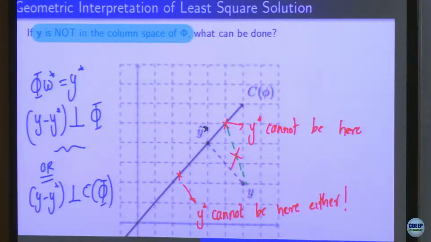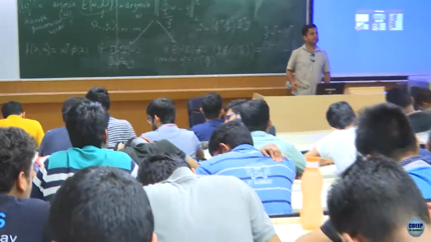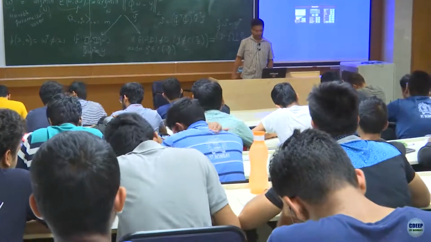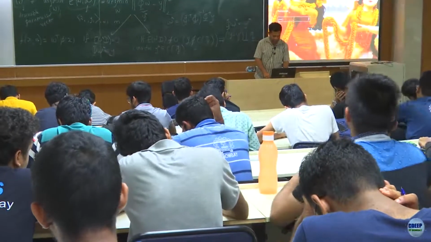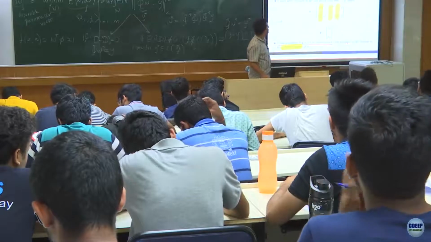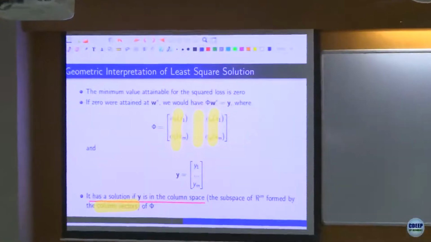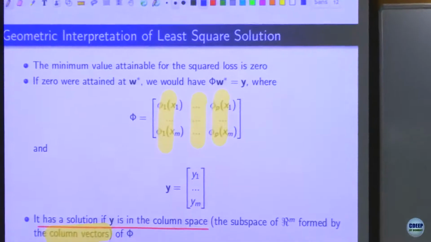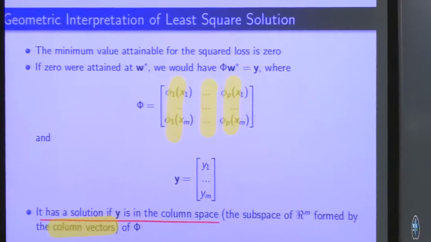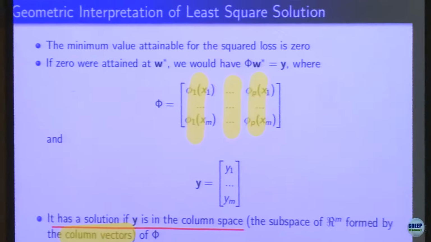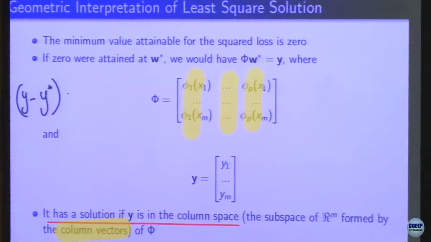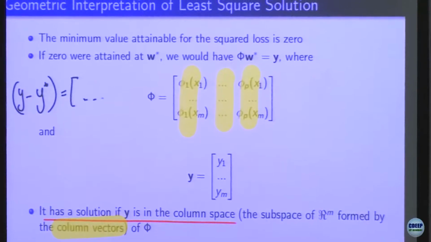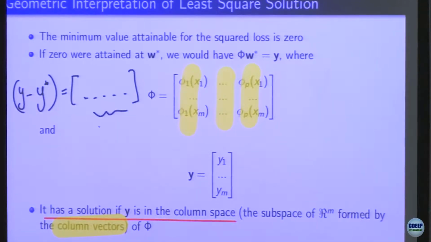Okay. So the dimensions of y minus y star and the dimension of a single column of phi are exactly the same. In terms of dimensions, y has m components, and a column of phi has exactly m components. So it might help to just see that y minus y star will also be m dimensional.